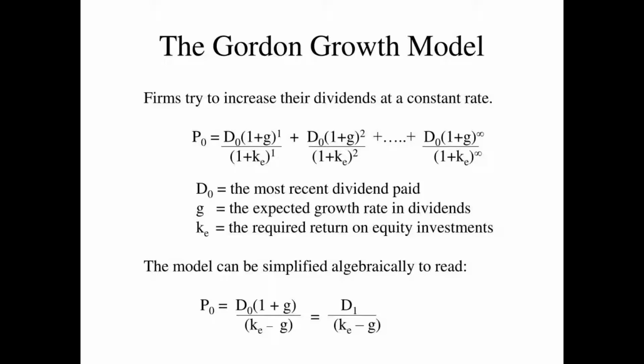Dividends are assumed to continue growing at a constant rate forever. The growth rate is assumed to be less than the required return on equity.